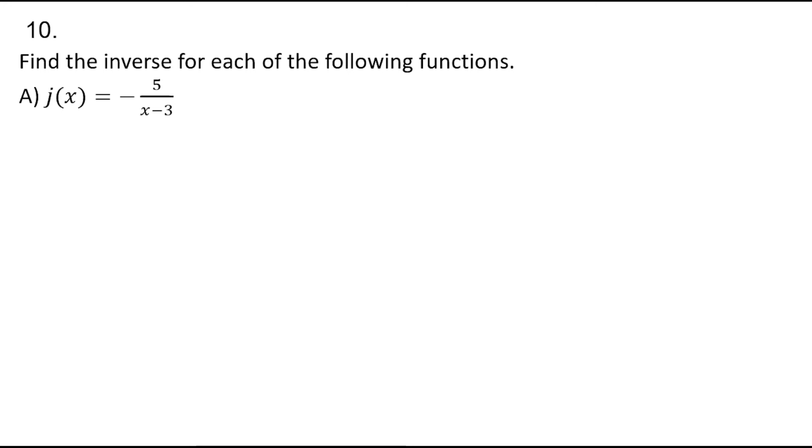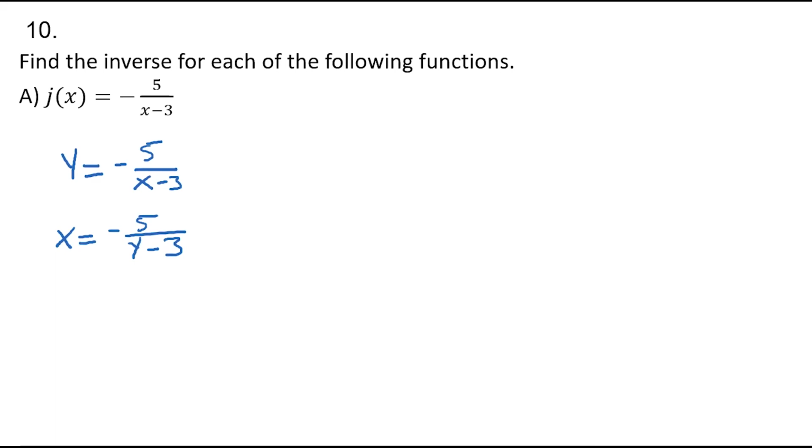It's written in function notation j of x, and we'll change this back to y and equal to negative 5 over x minus 3. Remember that the function notation represents the output, so does y. These are interchangeable here. So now the next thing that I want to do is to swap the x and y positions. So the next step down is x equal to negative 5 over y minus 3.